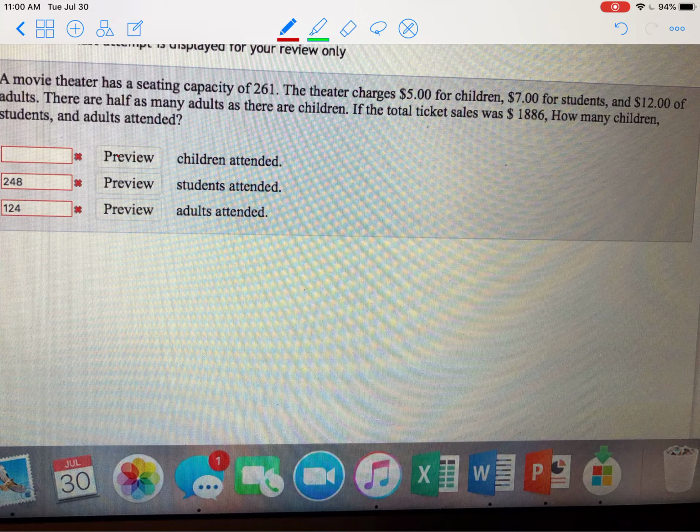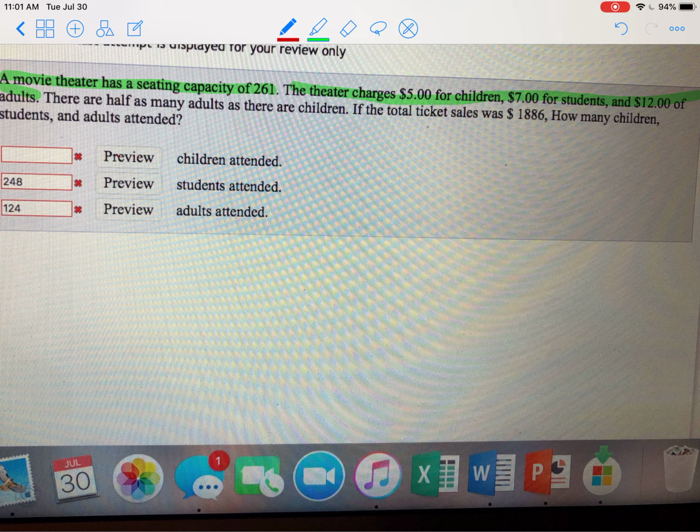In this scenario, we need to set up our linear equations by looking through each statement and trying to translate the statements from English to mathematics, basically. And so I see here the first statement, that a movie theater has a seating capacity of 261. That can't be immediately translated into an equation, so we read on and see that the theater charges $5 for children, $7 for students, $12 for adults. So right away now we can start putting little pieces together.